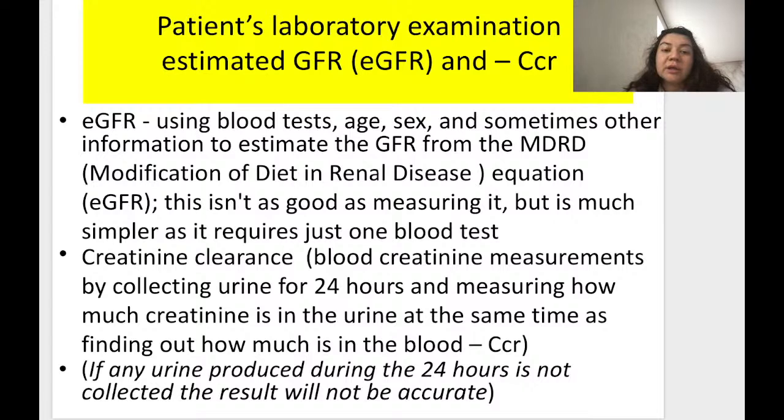This isn't as good as measuring it, but is much simpler and requires just one blood test. It is much less invasive, less long, and much cheaper than direct checking of GFR. Creatinine clearance is a blood creatinine measurement combined with collecting urine for 24 hours and measuring how much creatinine is in the urine at the same time as finding out how much is in the blood. If any urine produced during the 24 hours is not collected, the result will not be accurate. It is understandable.